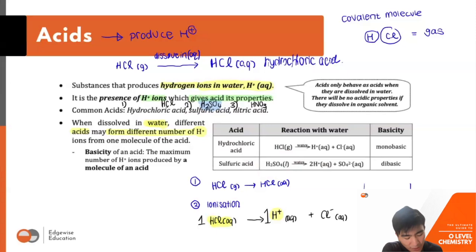Okay. Now, with this understanding, the basicity of the acid, this term refers to the maximum number of H plus ions that is produced by a molecule of the acid. Okay. Now, I'm going to explain this slightly more later. Let's move on first.